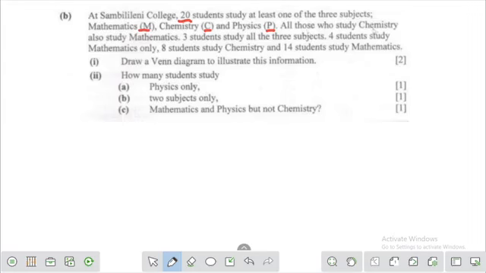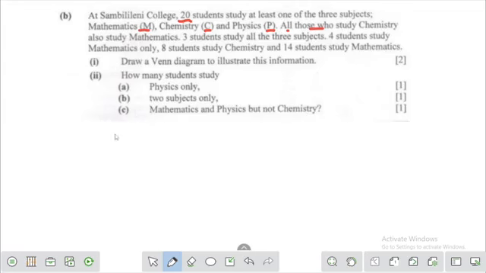All those who study chemistry also study mathematics. So this is the statement again, this one right here, very, very important. All those who study chemistry also study mathematics. Okay, then 3 students study all the 3 subjects. 4 students study mathematics only. Okay, 8 students study chemistry and 14 students study mathematics.